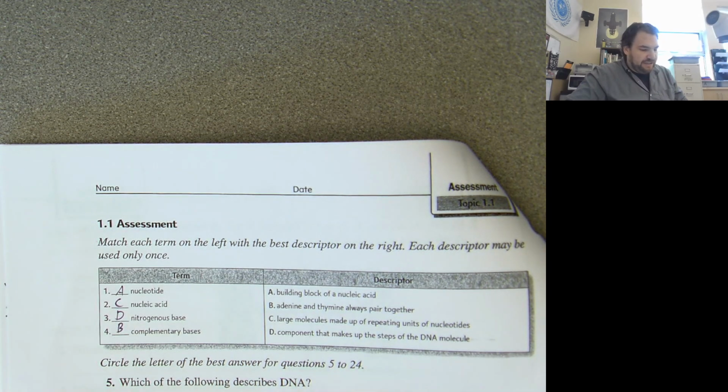One, A, nucleotide is the building block of nucleic acid. Nucleic acid is C, large molecules made up of repeating nucleotides. D is the nitrogenous base, and the complementary base example here is adenine and thymine.